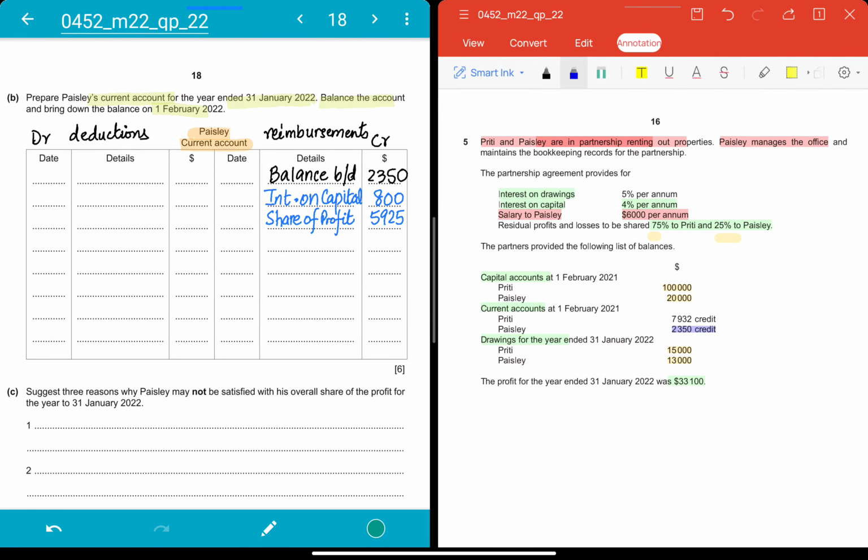She's also receiving a salary as well. Pestle is receiving a salary of 6,000 per annum. So you write those things as well. So this is what the reimbursements she is getting.